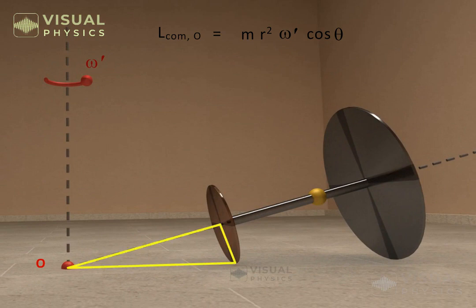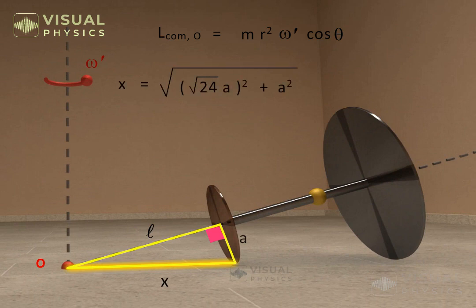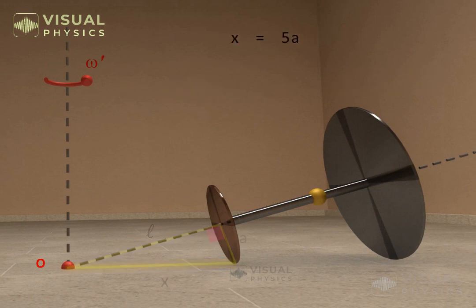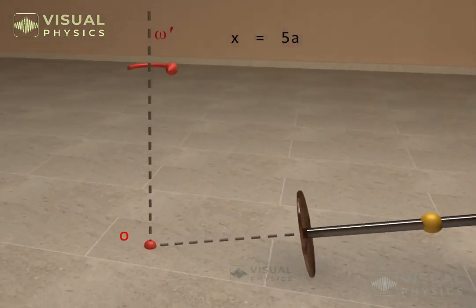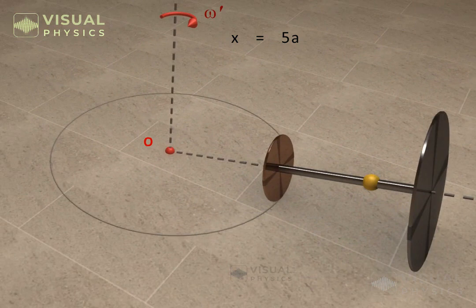Let us consider this triangle, which is a right-angled triangle. Here we know this length and this length. Therefore, this length will be equal to this term. That is, the radius of the circle in which the point of contact of this disk is moving is equal to 5a, as we are given that the disks are rolling without slipping.